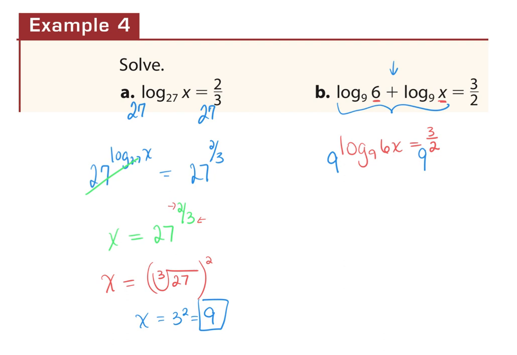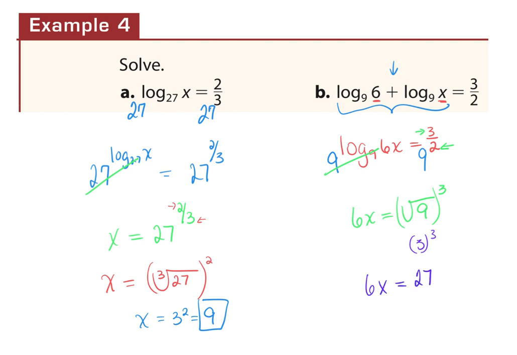On the left-hand side, the base 9 and the log base 9 will cancel out, and I just have that 6x. On the right, I have, that is my root index, the square root of 9. That is my exponent cubed, all right? What is the square root of 9? What is 3 cubed? Is 27. So I have 6x equals 27.